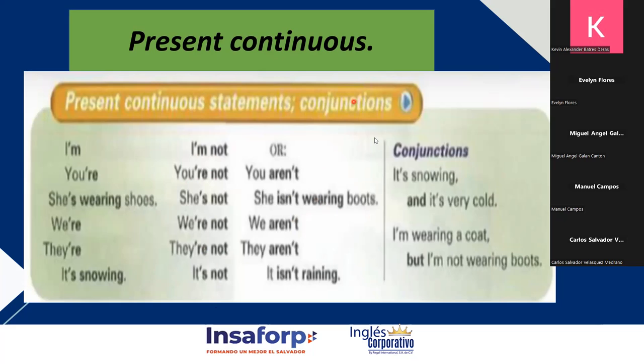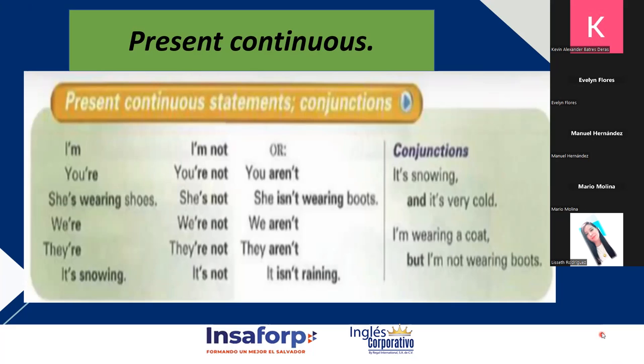Action. Okay. I'm not wearing boots. You're not wearing boots. She's not wearing boots. We're not wearing boots. They are not wearing boots. It's not raining. Perfect. Let's go with Manuel, please. You aren't wearing boots. He isn't wearing boots. We aren't wearing boots. They aren't wearing boots. It isn't raining. Perfect, thank you. Now let's go with the conjunctions.